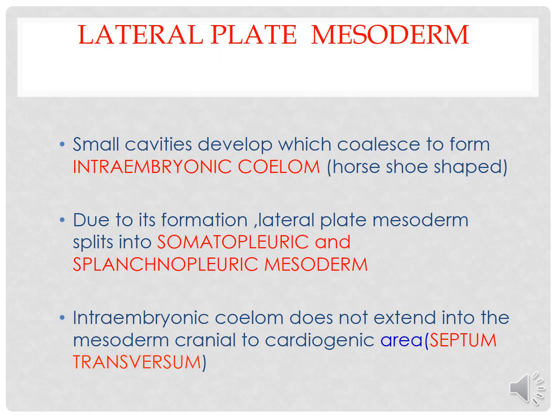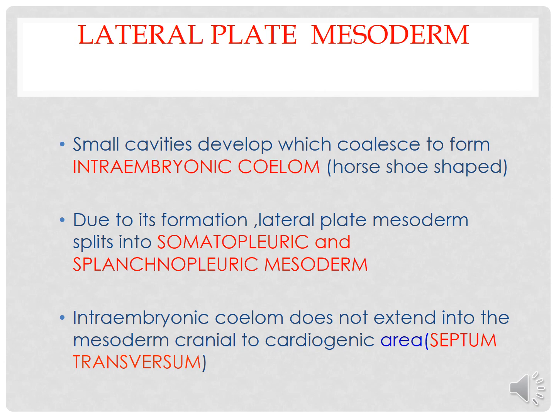So, what are the changes in lateral plate mesoderm which result in the formation of the intraembryonic coelom? Small cavities develop in the lateral plate mesoderm, and they come together to form a coelom or a space which is known as intraembryonic coelom. It is horseshoe shaped in structure, and in the middle it is narrow, whereas the lateral limbs are broad.